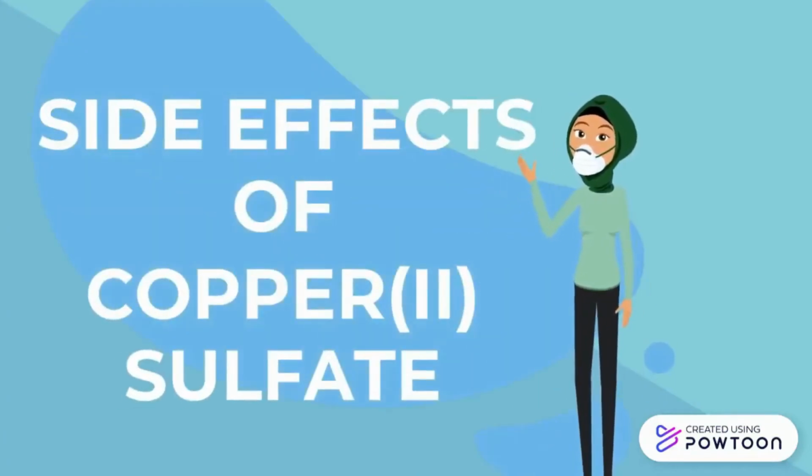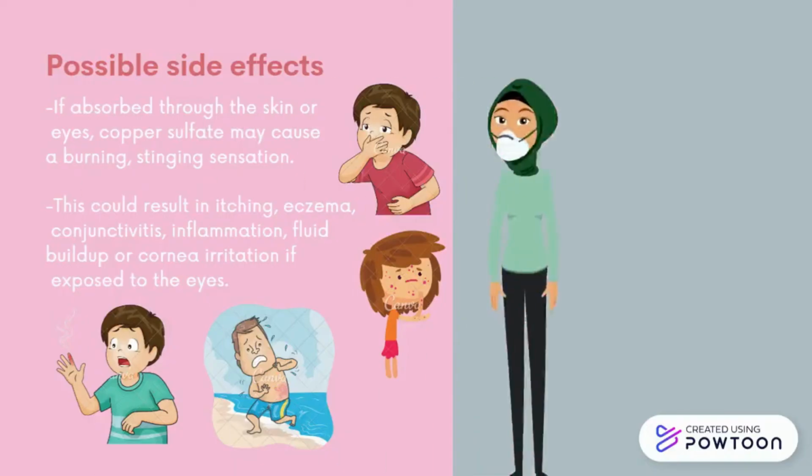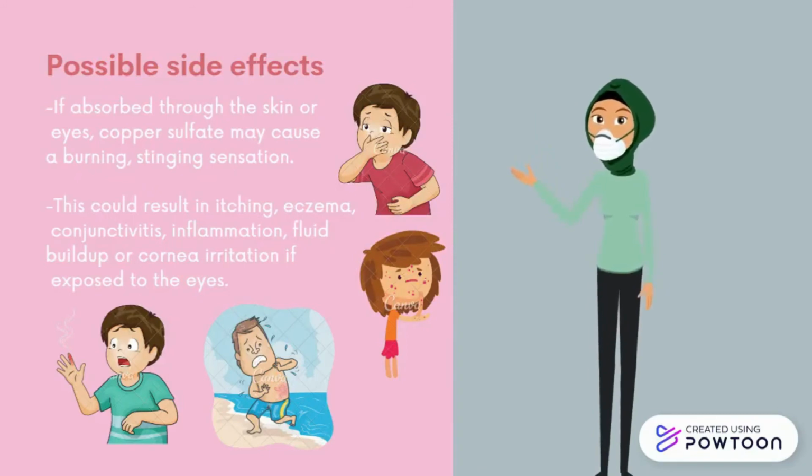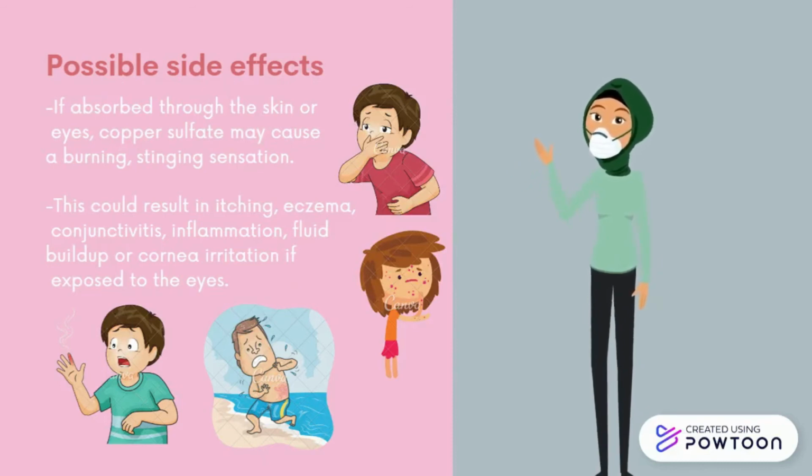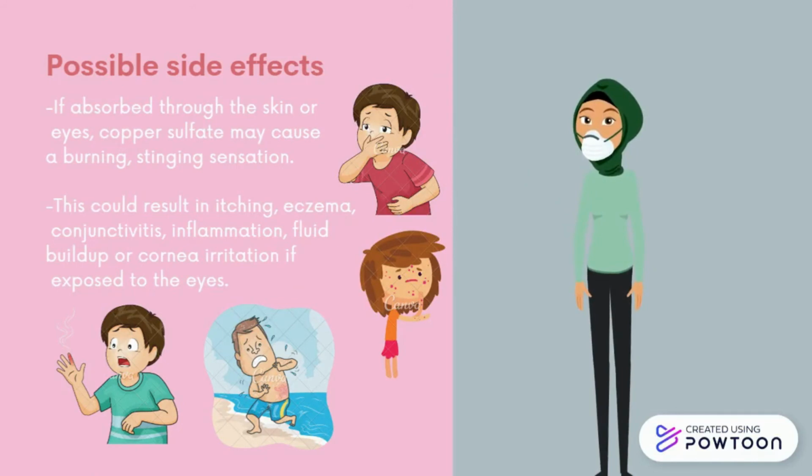We have to handle copper sulfate with care because there are some possible side effects that can harm our health. First, if copper sulfate is absorbed through the skin or eyes, it may cause a burning and stinging sensation. This could result in itching, eczema, conjunctivitis, inflammation, fluid build-up or corneal irritation if it is exposed to the eyes.